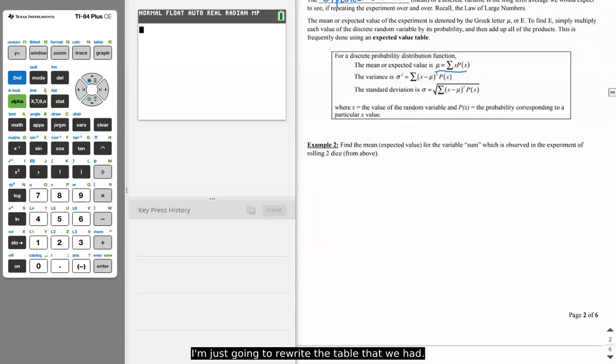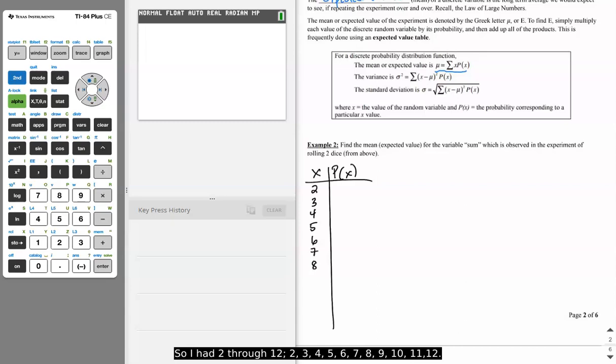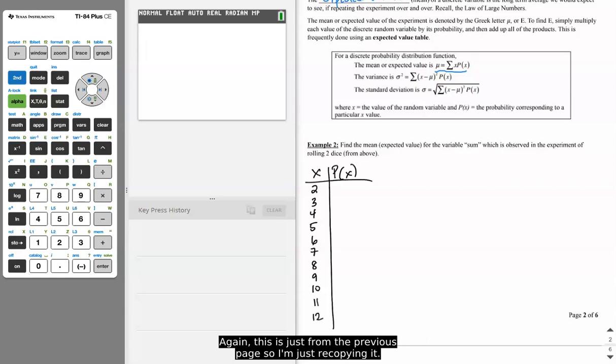So I'm just going to rewrite the table that we had. So I had my x and I had my p of x. And we said the x was the sum of the numbers on the 2 dice. So I had 2 through 12: 2, 3, 4, 5, 6, 7, 8, 9, 10, 11, 12. And again, this is just from the previous page, so I'm just recopying it.